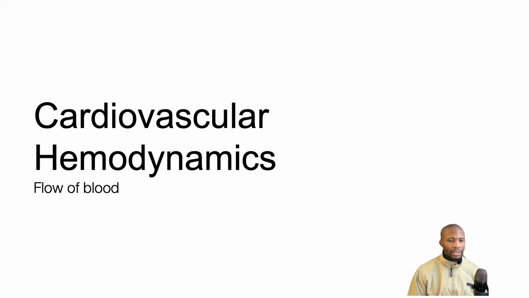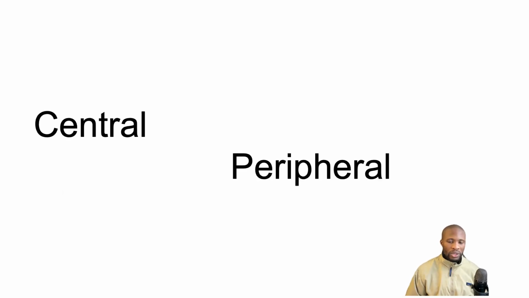So we'll talk about cardiovascular hemodynamics. And hemodynamics is just a fancy word to say the flow of blood. That's all hemodynamics means. And when we look at the flow of blood, we already started talking about that in the previous lecture. We can look at the flow of the blood as it goes through the heart, as it goes through all of those chambers. And that is going to be more of a central hemodynamic that we're going to look at.